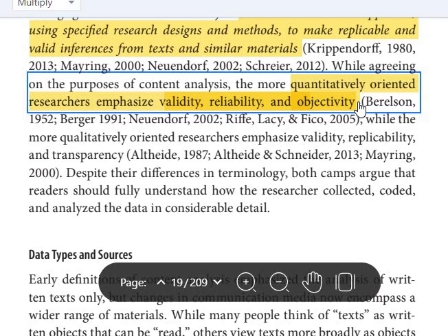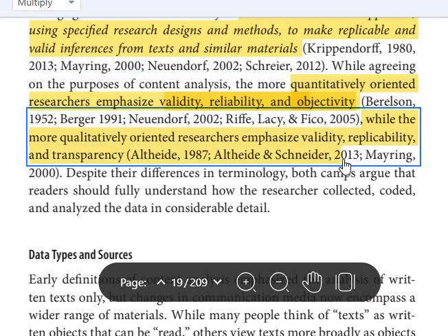quantitatively oriented research, you use only the objective one because you're mainly focusing on quantity, okay? The word counting. So you must be objective. You don't interfere in the results. You don't have any kind of control over it. That's why you're only having some data before you. You're describing them without any interference from you as a researcher. While the more qualitatively oriented researchers, they emphasize validity, replicability, and transparency.